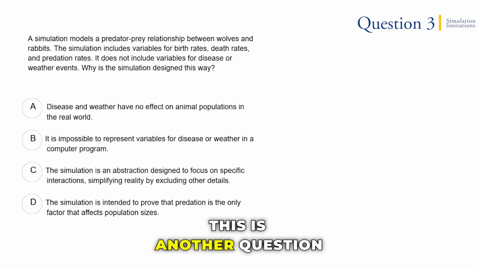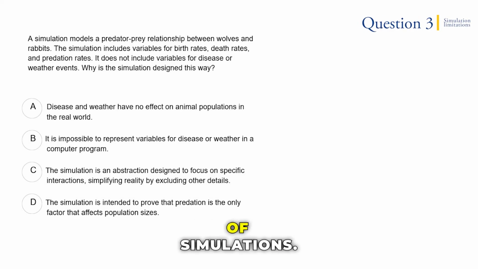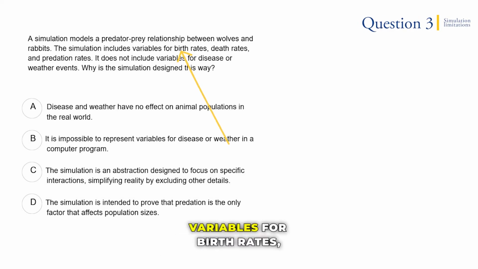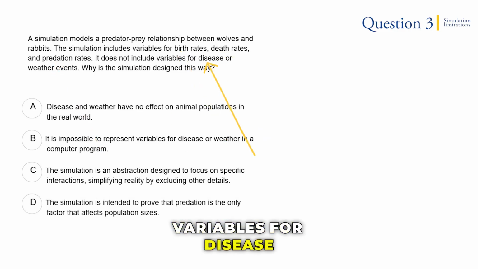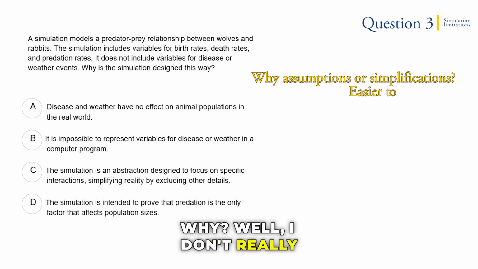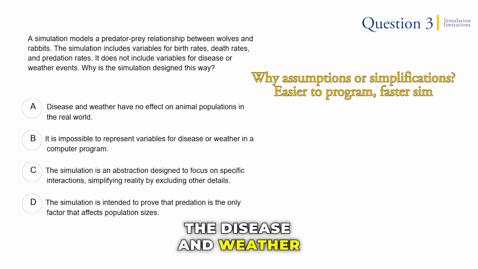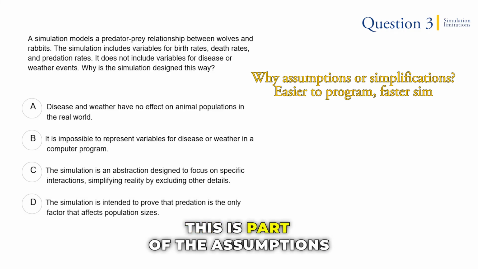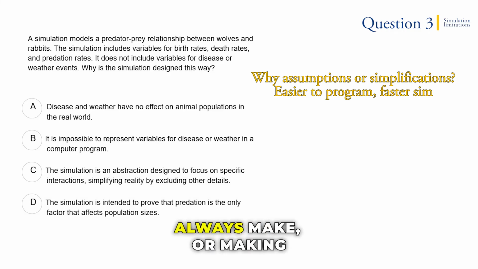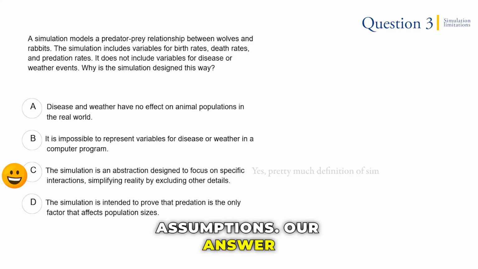Question 3. This is another question about the limitations of simulations. So this simulation includes variables for birth rates, death rates, and predation rates. It does not include variables for disease or weather. Why? Well, I don't really know, but I'm assuming that disease and weather are either hard to program or they make the simulation run really slowly. This is part of the assumptions and simplifications we always make when we're making simulations. Our answer here is C.